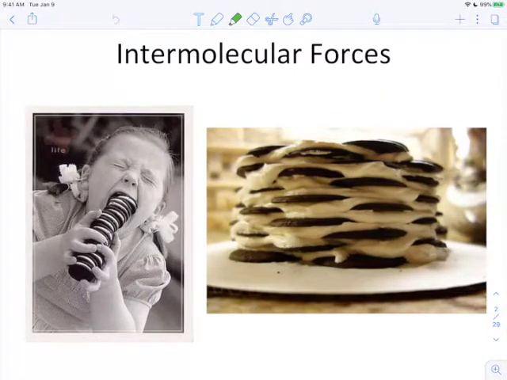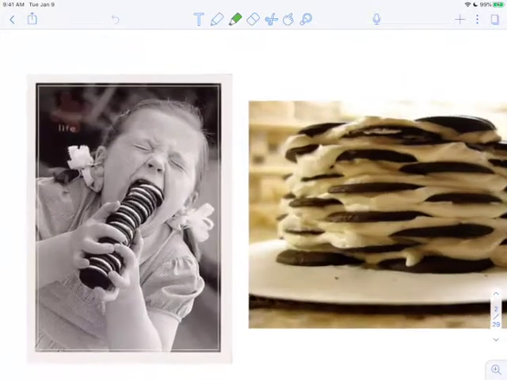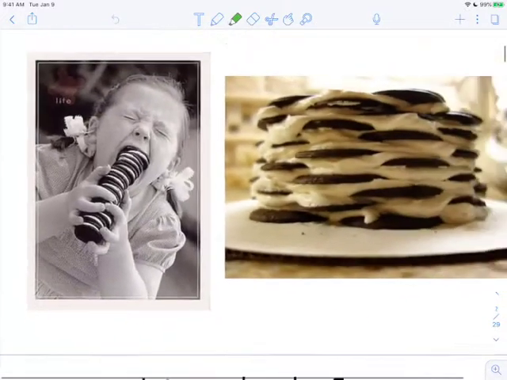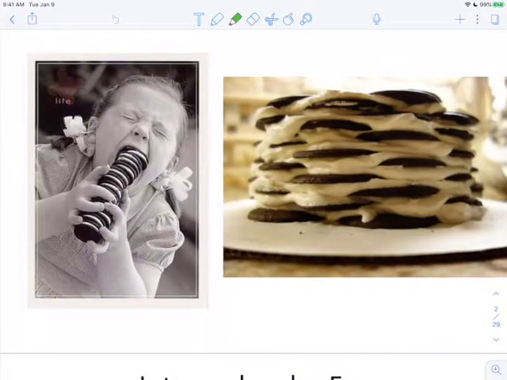Okay, so next up, the intermolecular forces. Let's say you're a little kid like this girl, and you want to eat all those Oreos at once, and you're trying to shove them all into your mouth. You know what's going to happen. That whole column of Oreos is going to go flying because there's nothing to stick them together. There's no intermolecular force. So let's say you want to shove them all into your mouth at once, but you're worried they're going to fly away.